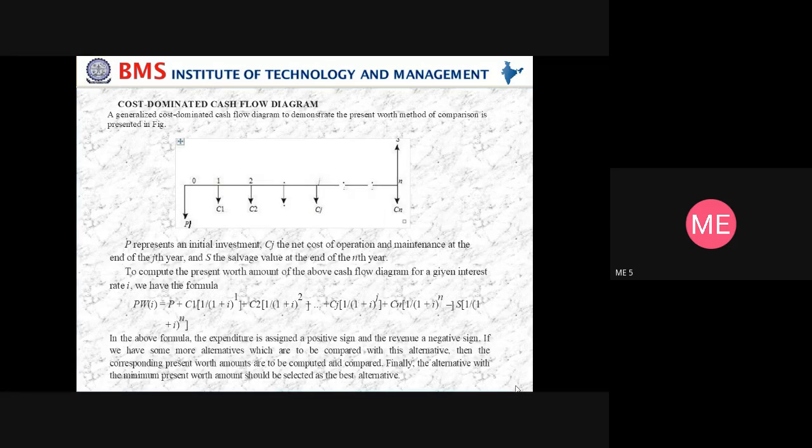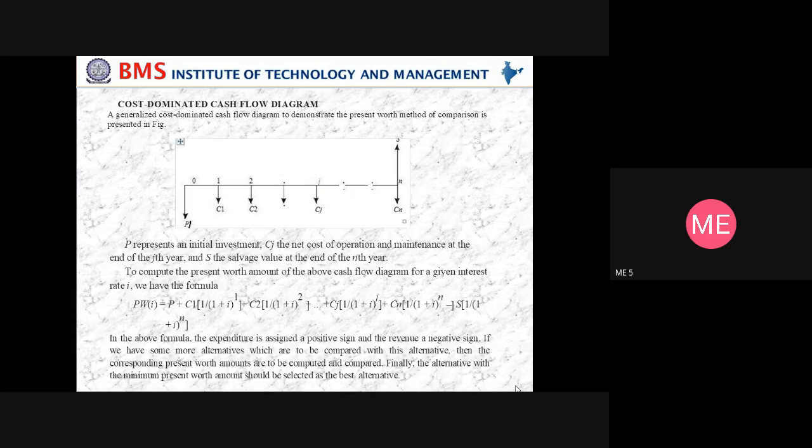Only one case. Salvage value means, at the end of the service life of the machine, the amount we are going to get for the particular machine. So at the end of the nth year, we have the salvage value S. That is the cash inflow for this cost dominated cash flow diagram. But the remaining are all cash outflows, which are expenditures. So in this cash flow diagram, all the expenditures will be taken as positive because it is cost dominated.